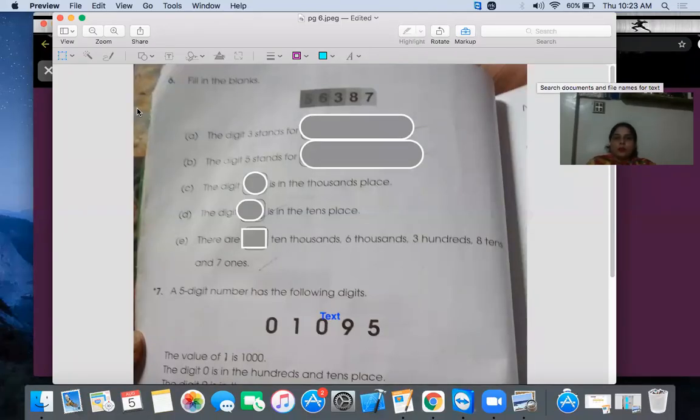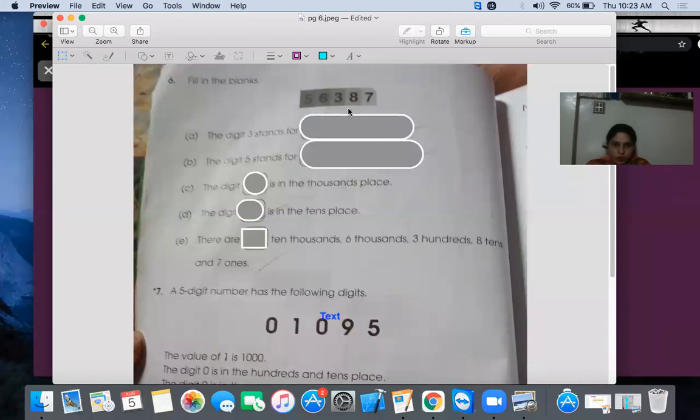Okay, now I'm going to explain your homework. Question number 6 is your homework. Fill in the blanks. The number is given over here, 56387. Now the digit 3 stands for, what is the place value of digit 3? Ones, tens, hundreds. So you just write the place value of 3, right? In the second blank, what you have to do?